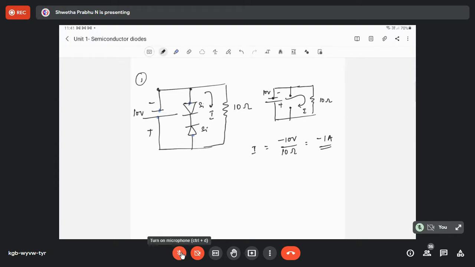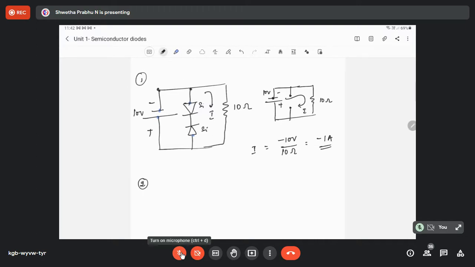Understood? Yes, ma'am. And this minus 1 is only with respect to direction, right? You are getting a negative in the sense that it is basically the current direction. It is flowing in the reverse way. That is the reason.